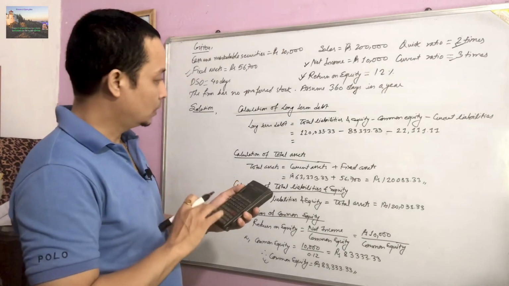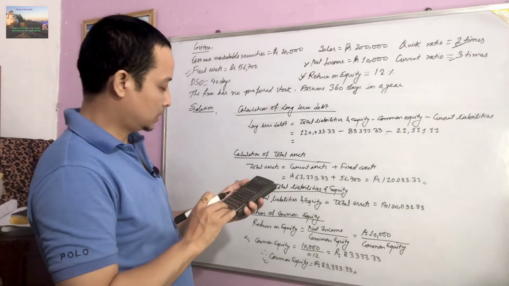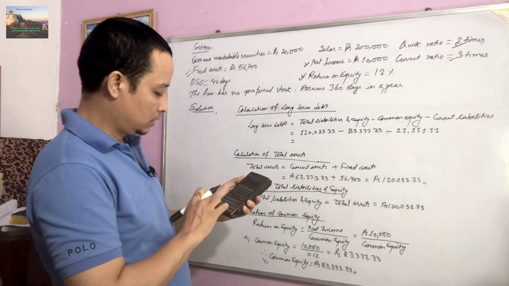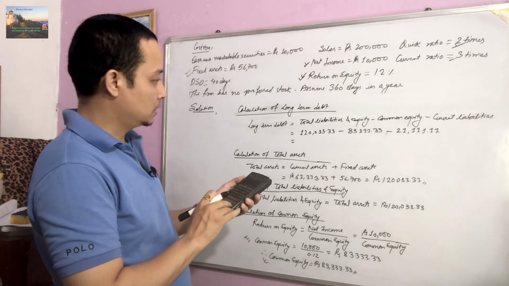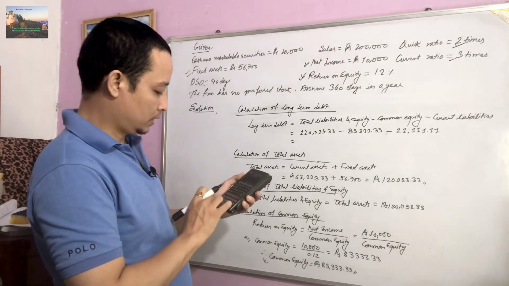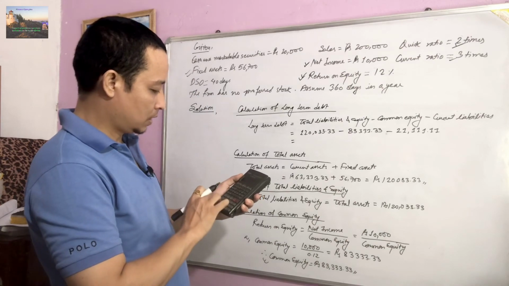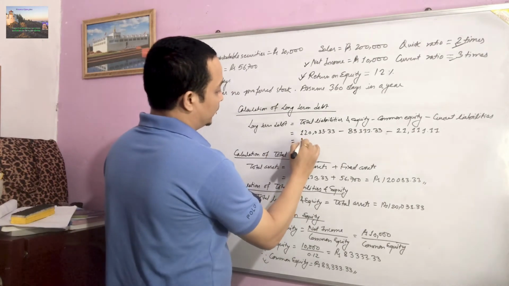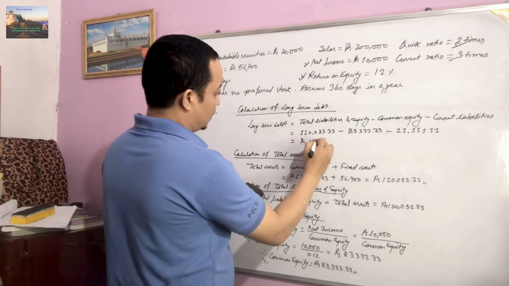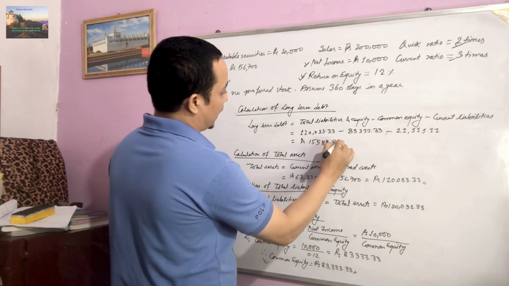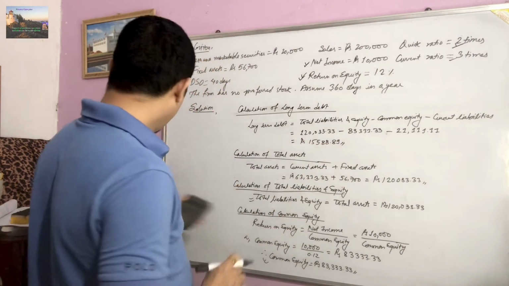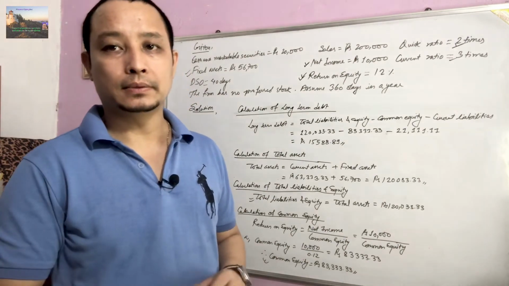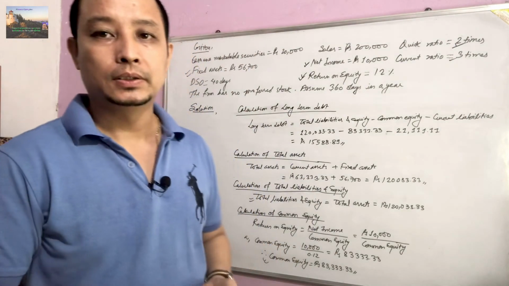So here 1,20,033.33 minus 83,333.33 minus 21,111.11. So that will be your rupees 15,588.89. So in this way, you can find the long-term debt. So after finding long-term debt, now you can prepare your balance sheet. It will be complete. Okay.